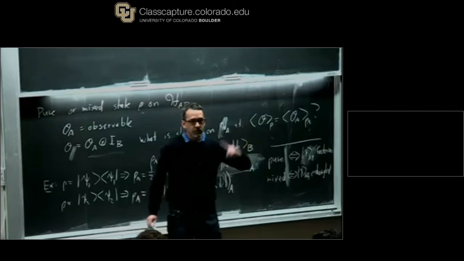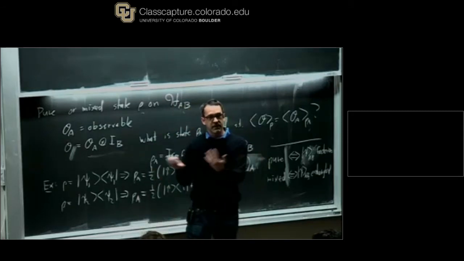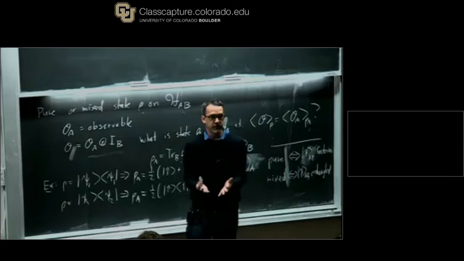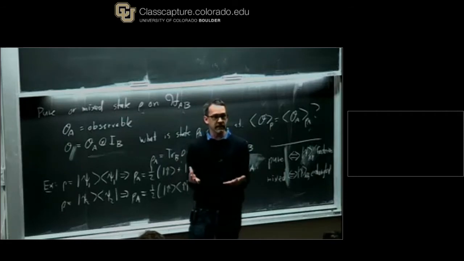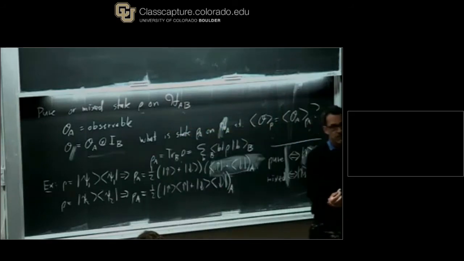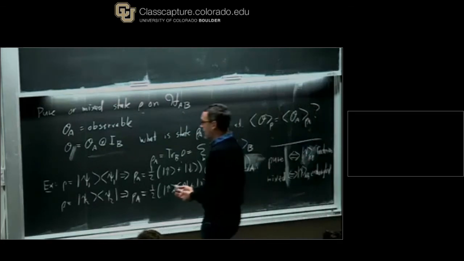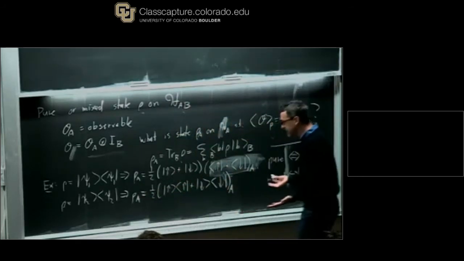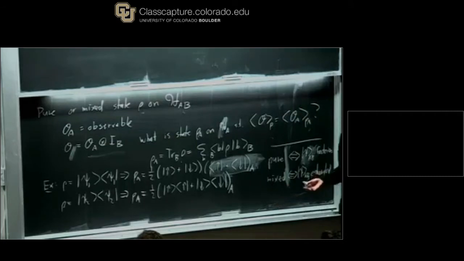So that's the back door by which this mixedness of the subsystem enters into the logic here, which from a classical point of view just doesn't make any sense. The argument does not imply that rho A has to be mixed. It just explains how it's possible that rho A could ever be mixed.